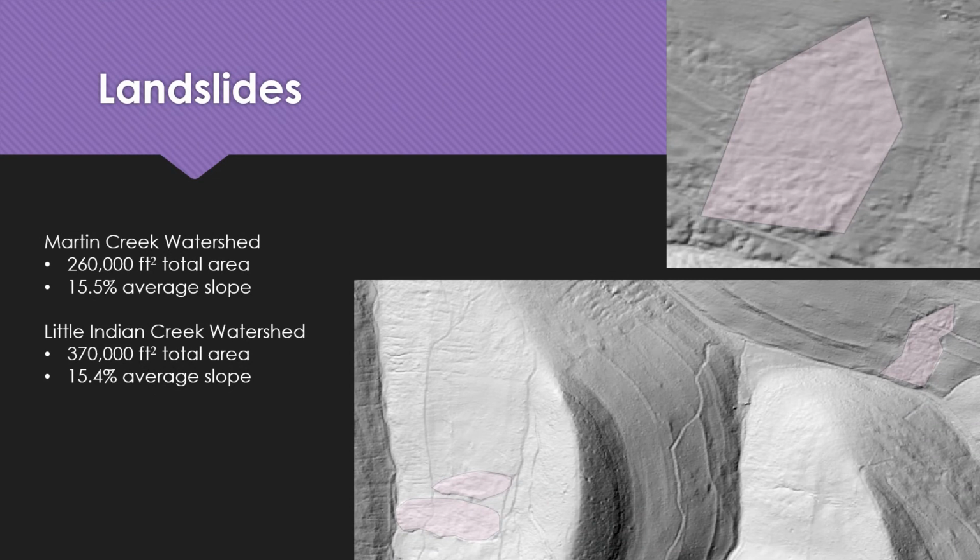The Martin Creek watershed has a total of 11 landslides with a total area of 260,000 square feet and an average slope of 15.5%. The Little Indian Creek watershed has 10 landslides with 370,000 square feet in area and a 15.4% average slope. The top image on the right is located in the Martin Creek watershed, while the bottom image is located in the Little Indian Creek watershed.